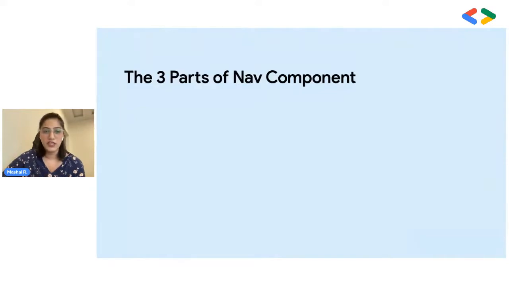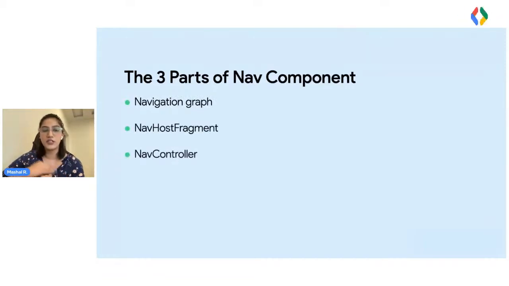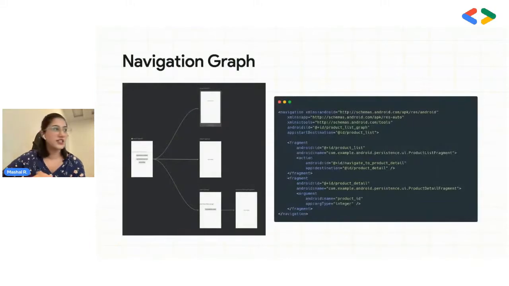So when we talk about navigation component, it's important to understand that there are three parts working together in harmony. The three parts are navigation graph, NavHostFragment, and Nav Controller. And it's important to understand how they all link to each other to make the navigation actually occur within the code. So this is the navigation graph, which is an XML file. It contains both a design view and an editor and centralizes all the information related to navigation and basically provides a map of your application.